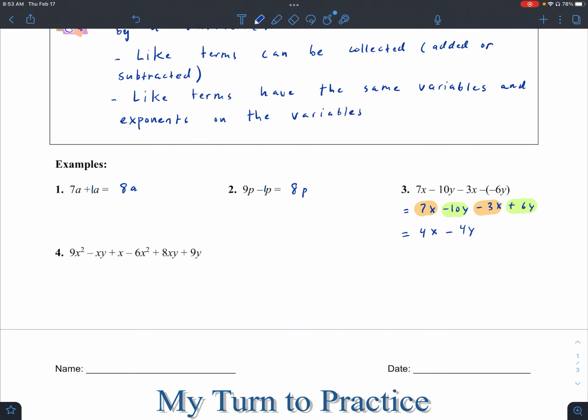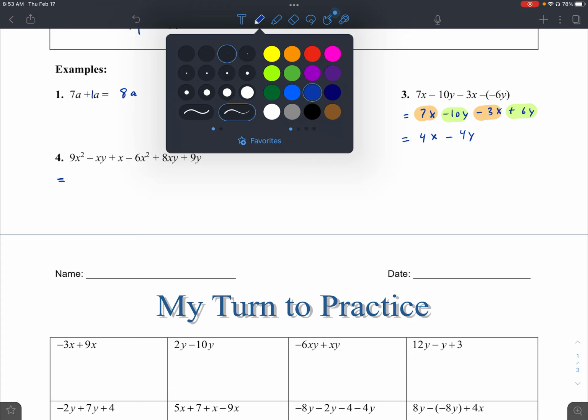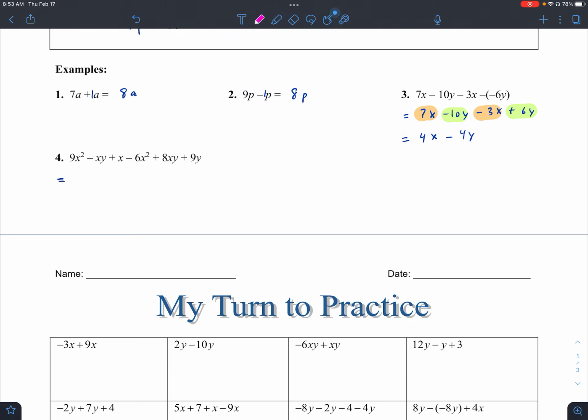Now the two terms that we have are not like terms because they don't have the same variable, right? 4x has a variable of x, 4y has a variable of y. So we can't subtract them. All right, looking at number 4. This one has a lot of terms. So first thing you want to do is you want to identify the like terms. So recall that like terms have the same variable and they have the same exponent on that variable.